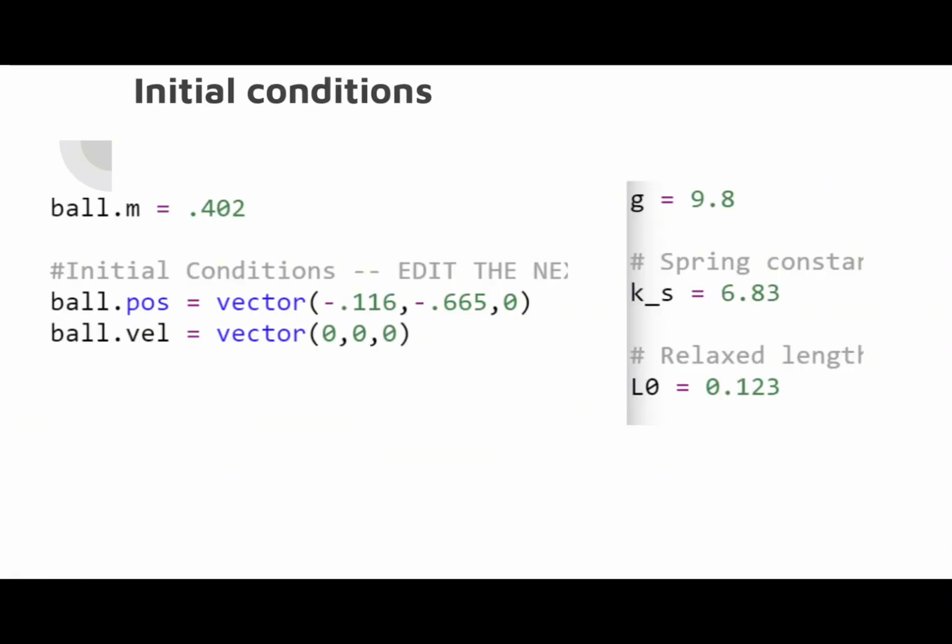The initial conditions: the mass of the ball was 0.402 kilograms. The weight's position was negative 0.116 meters in the x and negative 0.665 meters in the y. The weight had no initial velocity as an assumption, and gravity is 9.8 meters per second squared. The spring constant was 6.83 newtons per meter, and the relaxed length is 0.123 meters.